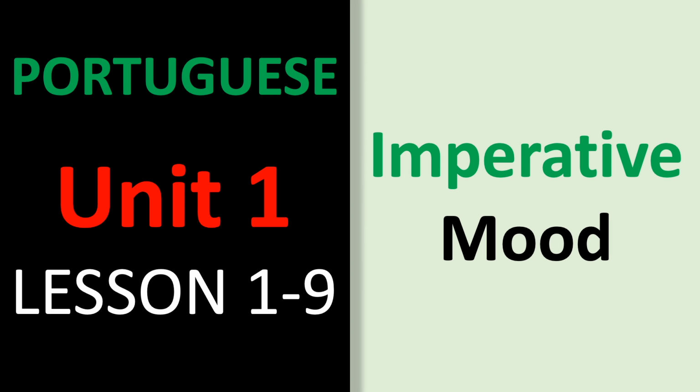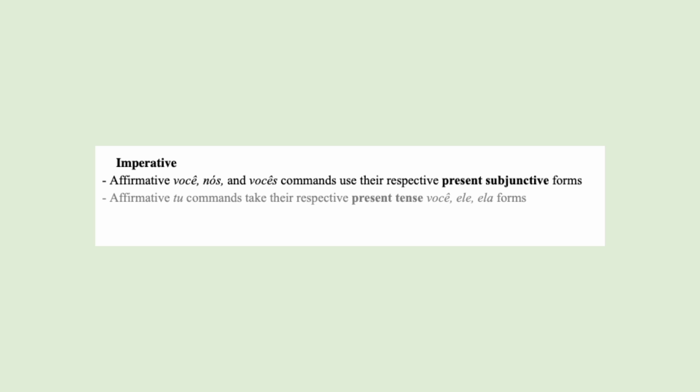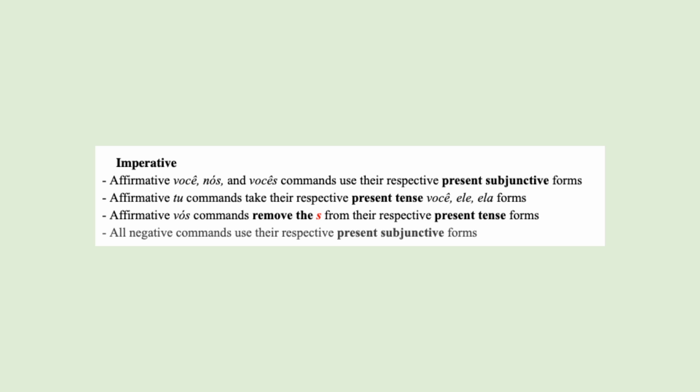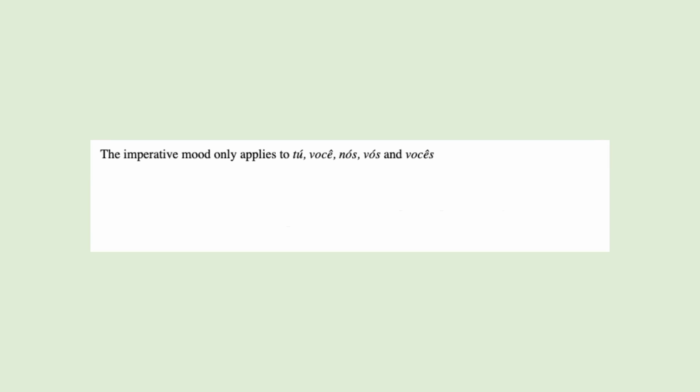We will quickly cover Portuguese commands under the imperative mood for this lesson. All negative commands and affirmative você, nós, and vocês commands use their respective present subjunctive forms. Affirmative tu commands use their respective present tense third person singular forms. And affirmative vos commands remove the s from their respective present tense forms. The imperative mood only applies to the subject pronouns tu, você, nós, vos, and vocês.